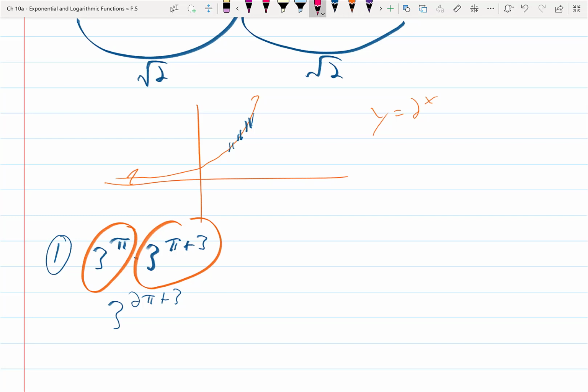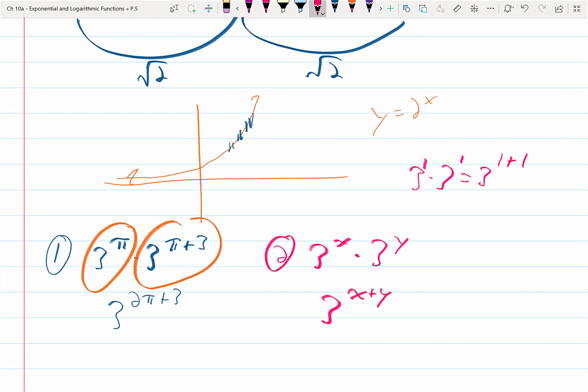So I'm going to go off to the side here and talk about this problem: 3 to the x times 3 to the y. I know 3 times 3 is 9, but not because of any reason that you're thinking at the moment. When we're in exponent world, I want you to think 3 times 3 is 3 to the 1st times 3 to the 1st, which gives me 3 to the 1 plus 1. So 3 to the x times 3 to the y is not 9 raised to anything. It's 3 raised to the x plus y.